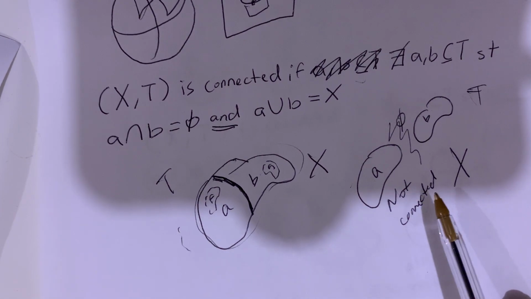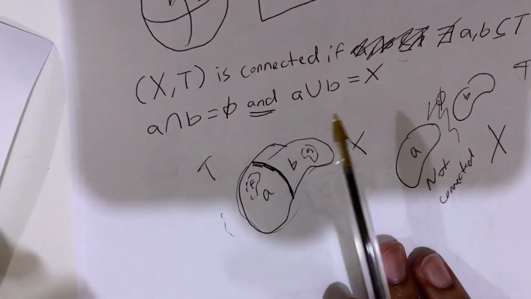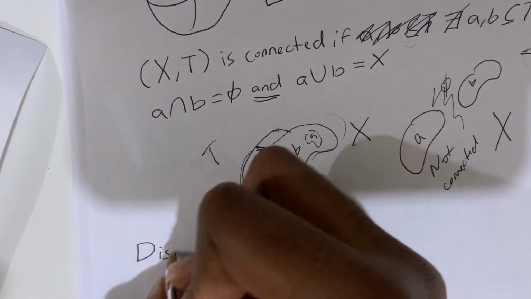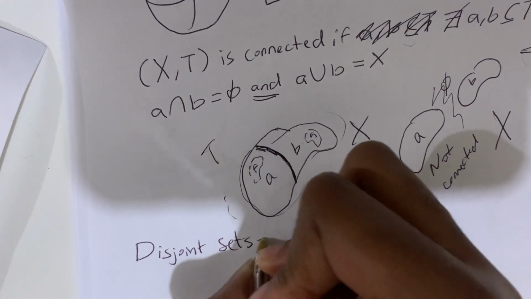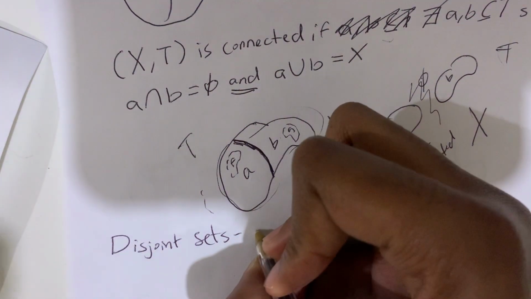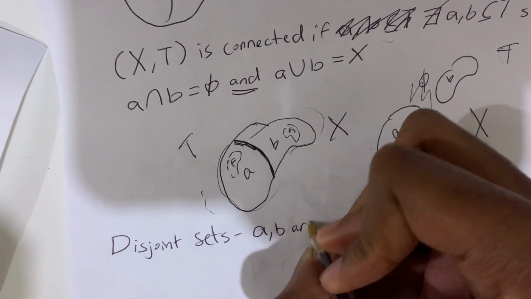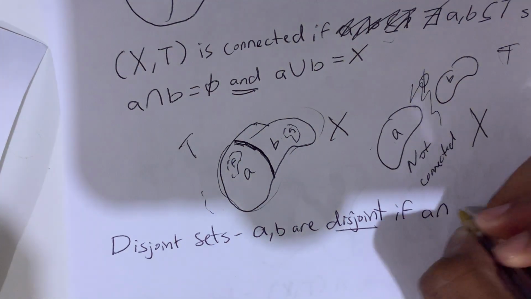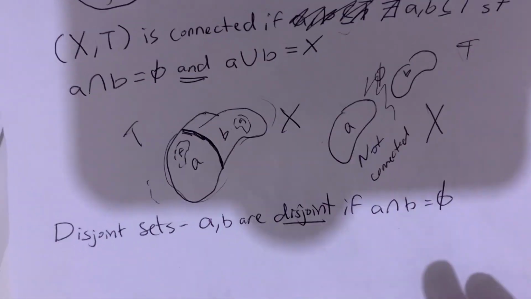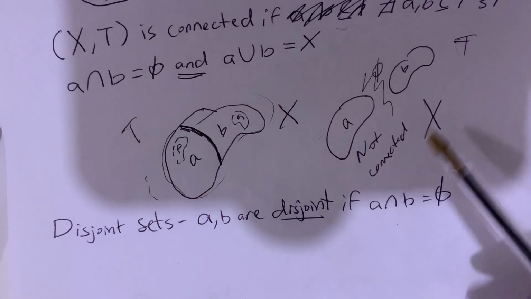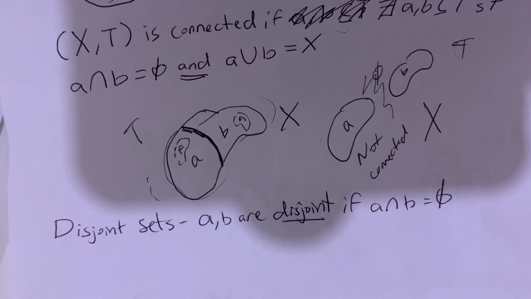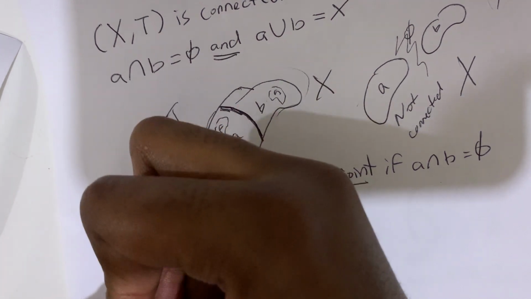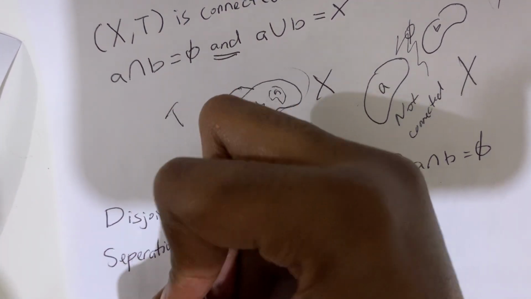Now let's define some more terms here. Let's define what it means to be disjoint. I'm using the word disjoint, but I haven't really defined it yet. So disjoint sets are defined as follows: sets A and B are said to be disjoint if the intersection between A and B is the null set. So if you have two sets, and the intersection is the null set, they're disjoint. That captures the idea of the colloquial disjoint, right? Let's also define what it means to have a separation of a set.